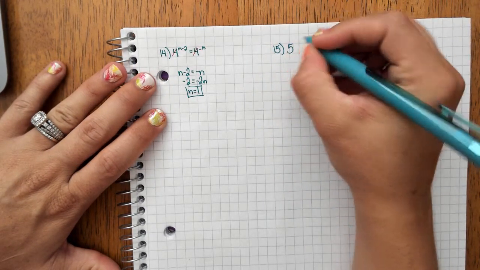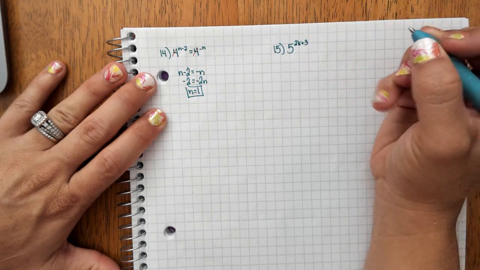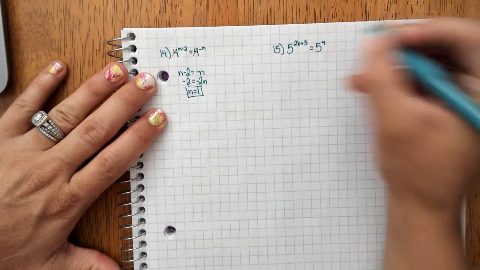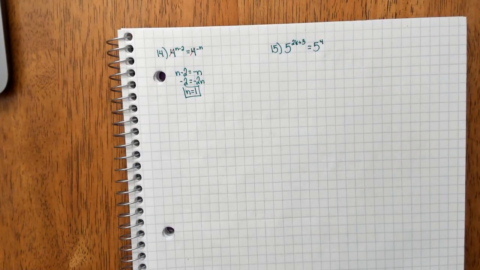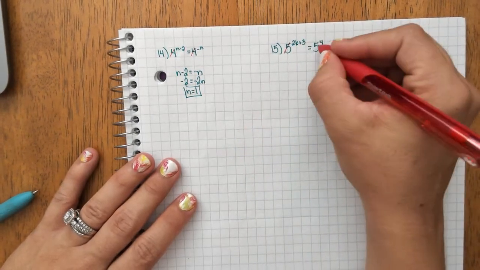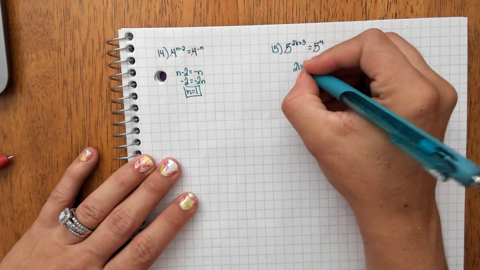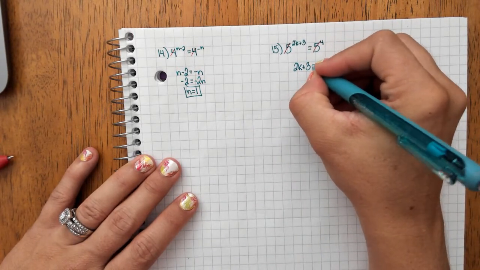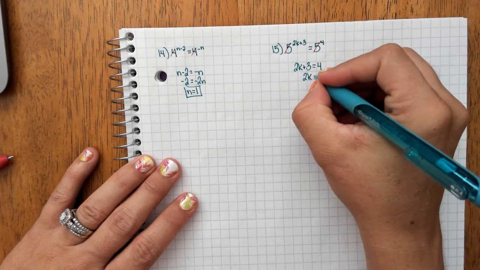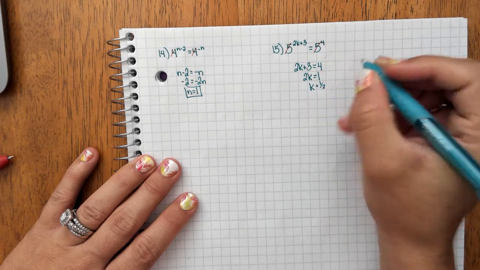On 15, we have 5 to the power of 2k plus 3 equals 5 to the power of 4. As soon as you see that your bases are the same, just get rid of them. 2k plus 3 is equal to 4. 2k equals 1. So k equals 1/2.